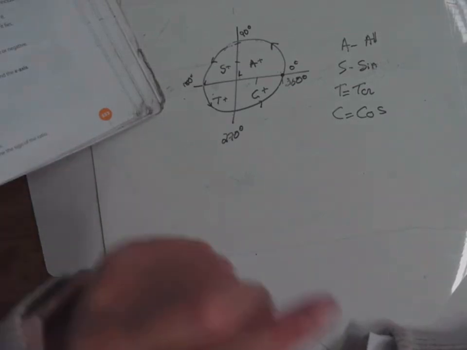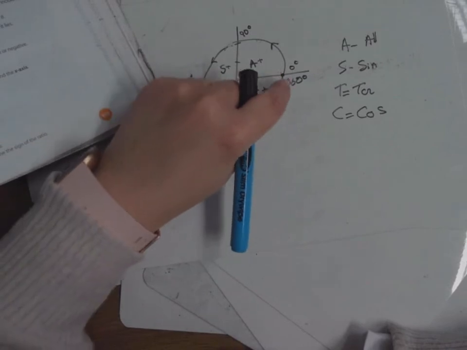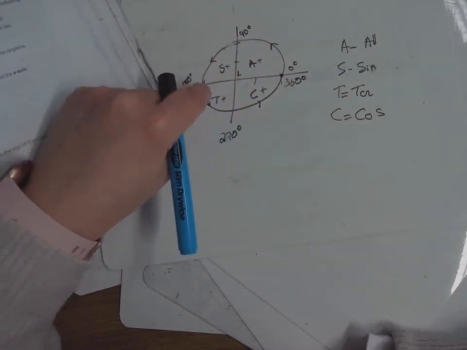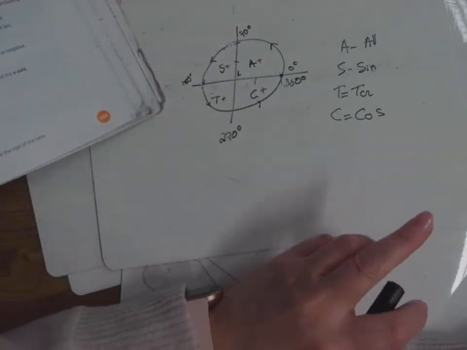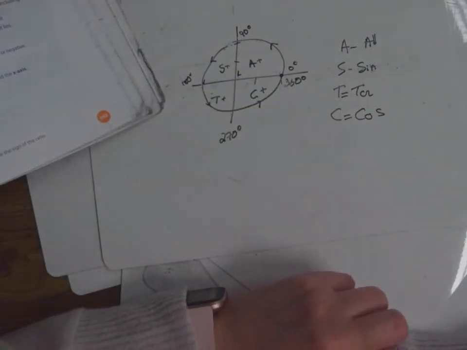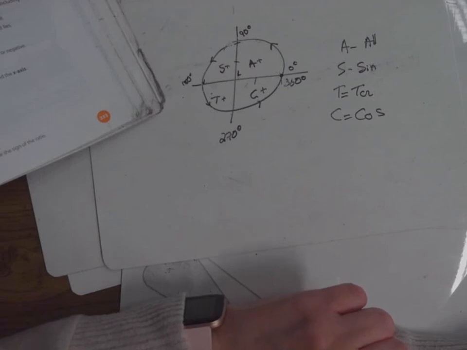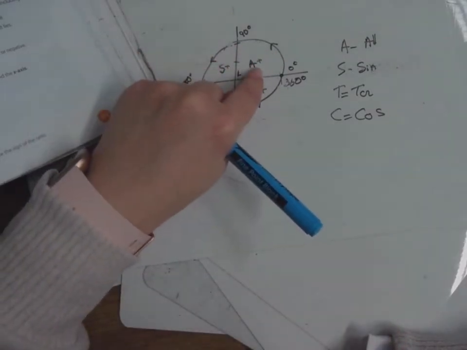Right, if I said to you, using this, 0 to 90, 90 to 180, 180 to 270, 270 to 360. If I said cos of 70, would you say positive or negative? Cos of 70. 70 degrees is in here, isn't it? And everything is positive. So cos of 70, positive.